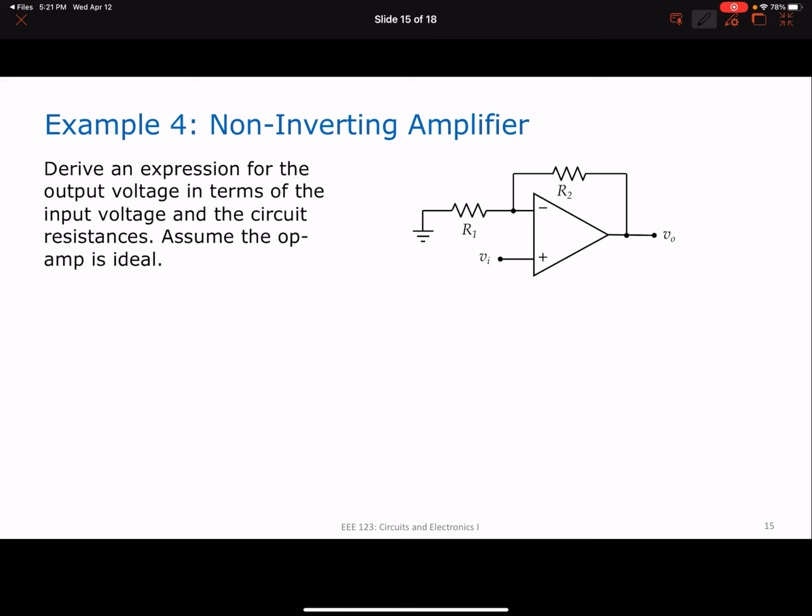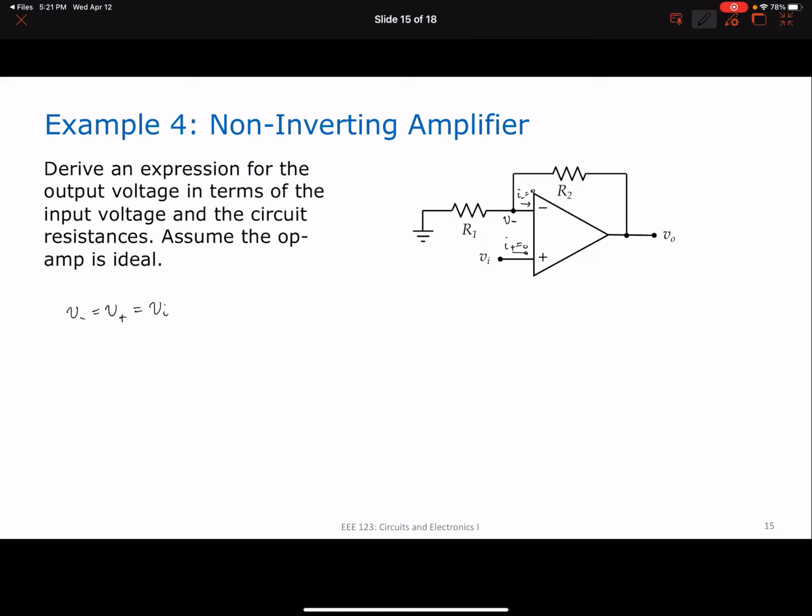Okay. So what is the next step? The next step is we apply the assumptions for the ideal op amp. So V minus is equal to V plus, but V plus is equal to Vi. Therefore, V minus is equal to Vi. So this is V minus. And then we apply I plus is equal to 0 here, and here I minus is equal to 0.